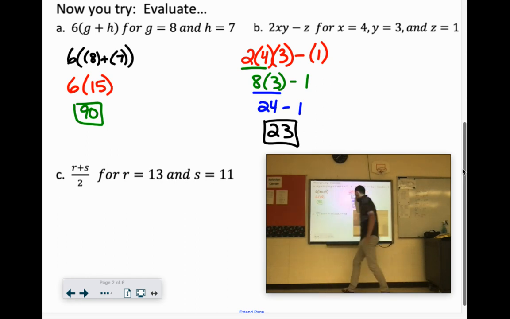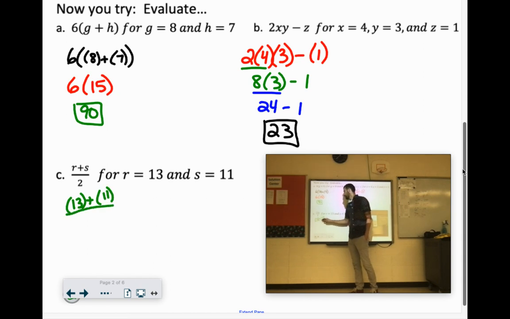Nice. All right. R plus S over 2. So R is 13. Plus S is 11 over 2. Now remember, even though it's addition and division, that numerator is grouped together. So it's one group. So we're going to do 13 plus 11 first, which is 24. Then we'll divide by 2, which gives us 12. It's fun.